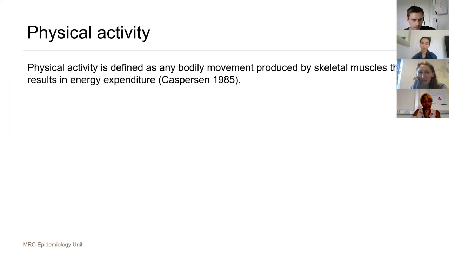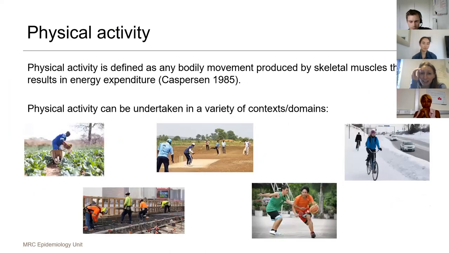I'll start with a bit of an introduction to get some definitions. Many of you will probably be aware of these things, but just to get us all on the same page. I'm using the definition of physical activity from Caspersen, that it's any bodily movement produced by skeletal muscles that results in energy expenditure. And as you can imagine, that can be undertaken in a variety of contexts, and what I'll call from here on domains. A quick Google search of pictures brings up examples of that. There's no copyright rights asked for on these pictures, so apologies for that.